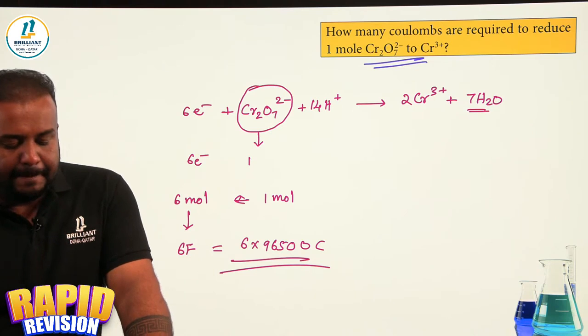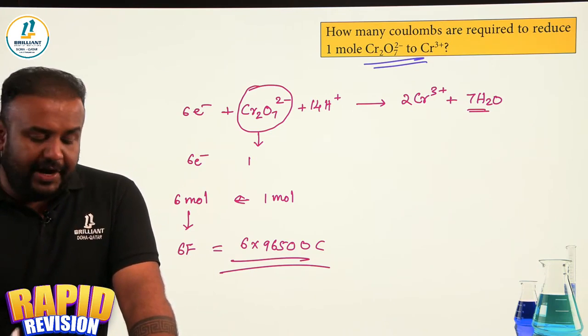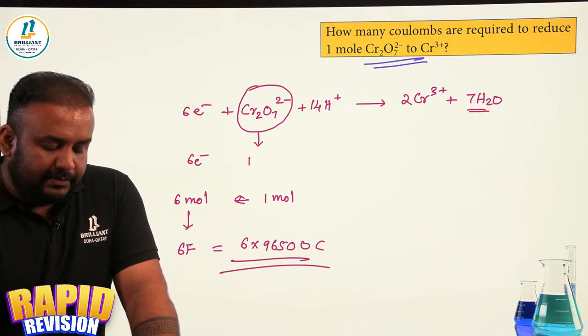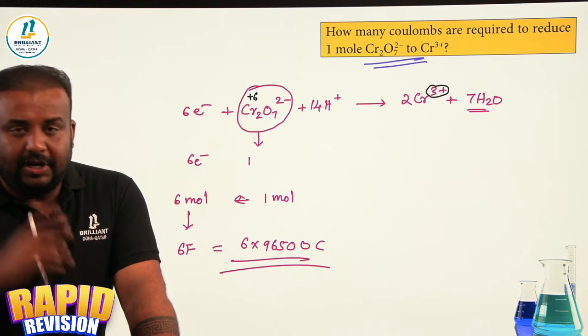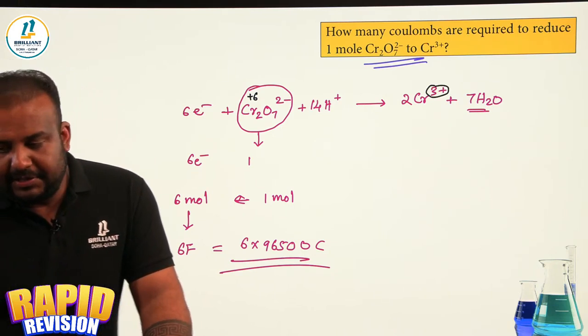Is that clear to everyone? Everybody understood how I found the number of electrons there? Just look at the change in the oxidation number. This is plus 6 to plus 3. So total two species are reducing. So it will be 6 electrons involved.